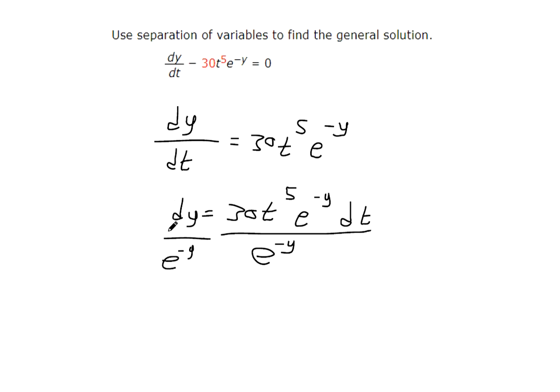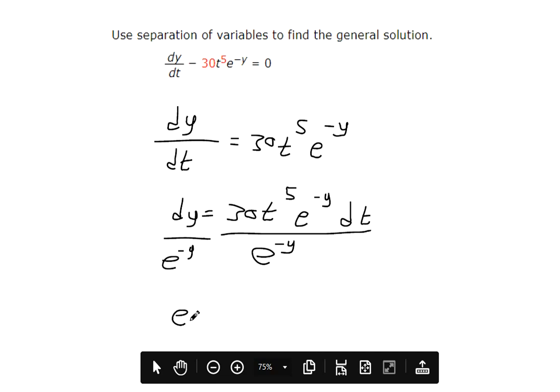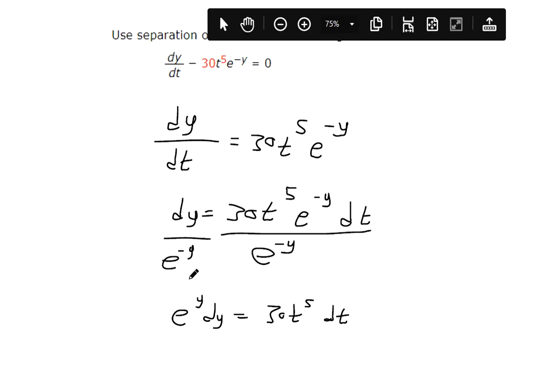And so 1 over e to the negative y, that's the same thing as e to the y power. We got 30t to the fifth with respect to t. And now we can start evaluating antiderivatives to solve the differential equation.